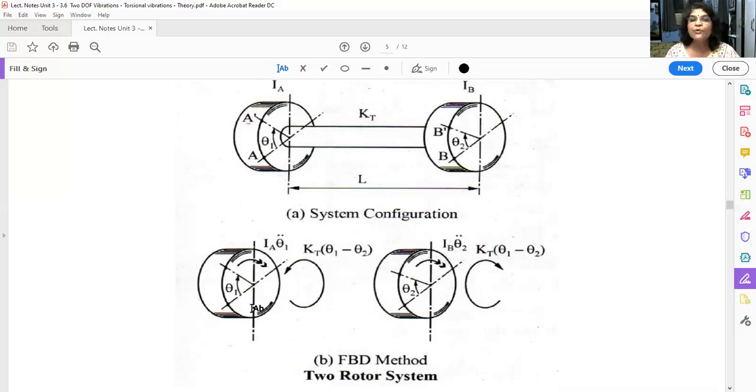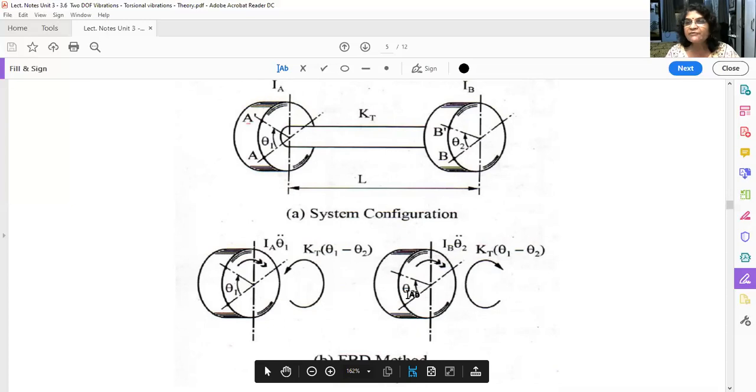Now consider this is rotor 1 and this is rotor 2. This has displacement theta 1, this has displacement theta 2. Now you have to show the torques acting on both the rotors. There are only two torques for one rotor and two torques on the second rotor. So what are the two torques? One is the inertia torque.